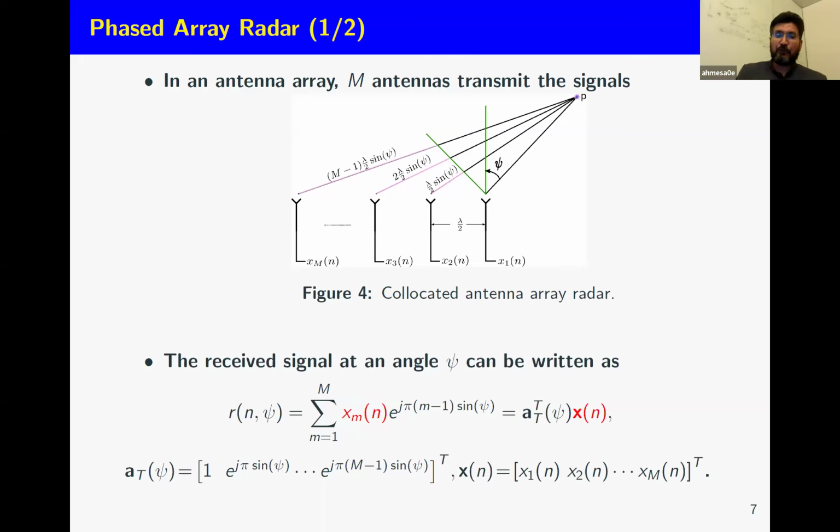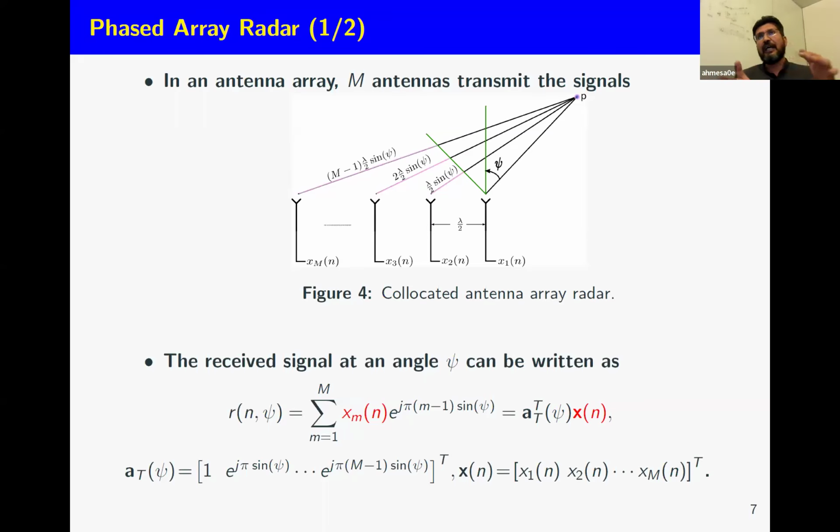And mathematically, we can write it like this. A(theta) is what we call the steering vector, and X of n is the transmitted signal vector. Depending on theta or psi, at P we can receive maximum power, or we can receive minimum power as well.